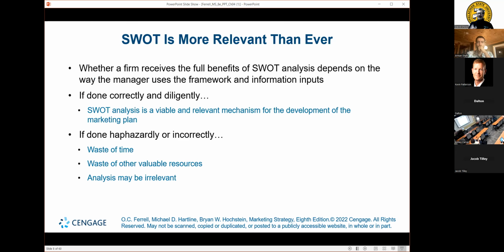Now, yes, they are more relevant than ever. Whether or not you get any benefits from it, it all comes down to your diligence and the work that you put into it. However, these are general criticisms about SWOTs. It allows you to create lists without any serious consideration of the issues. It sometimes becomes a sterile academic exercise, and as an academician, I kind of resent that, but it can just be a way of classifying data and putting it in formation, but not really doing anything with it.